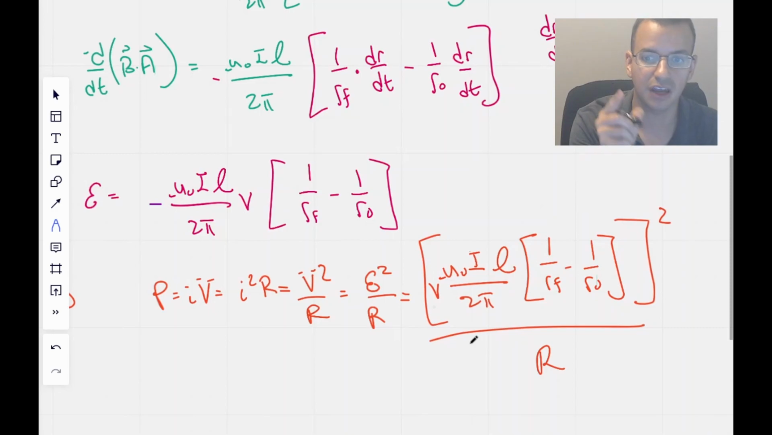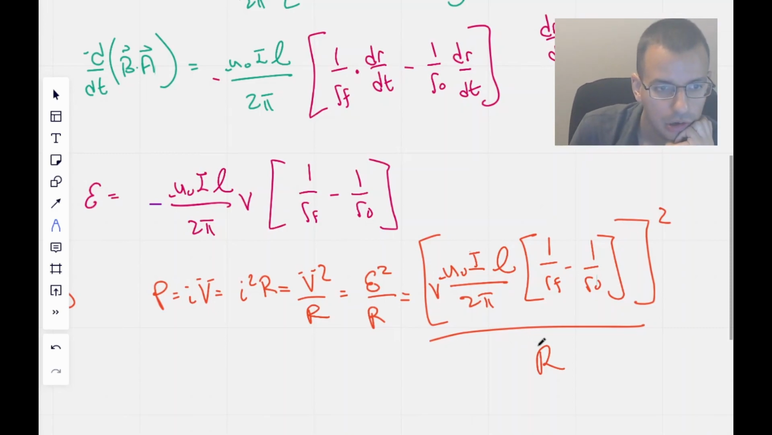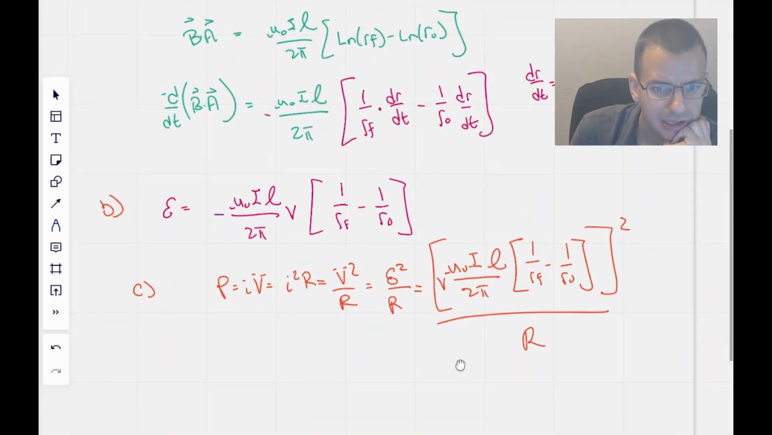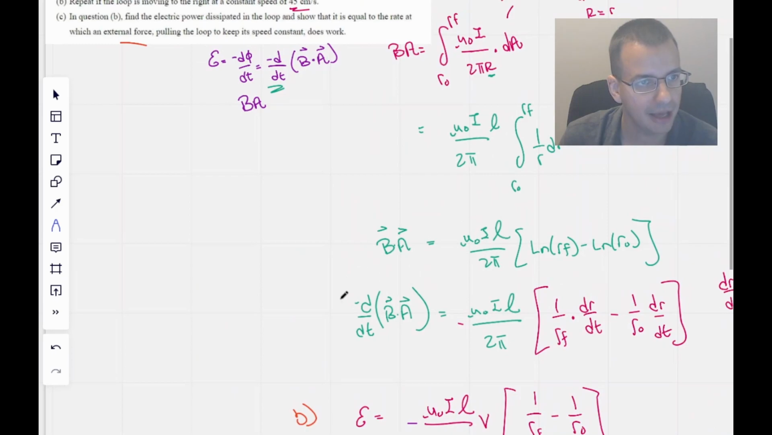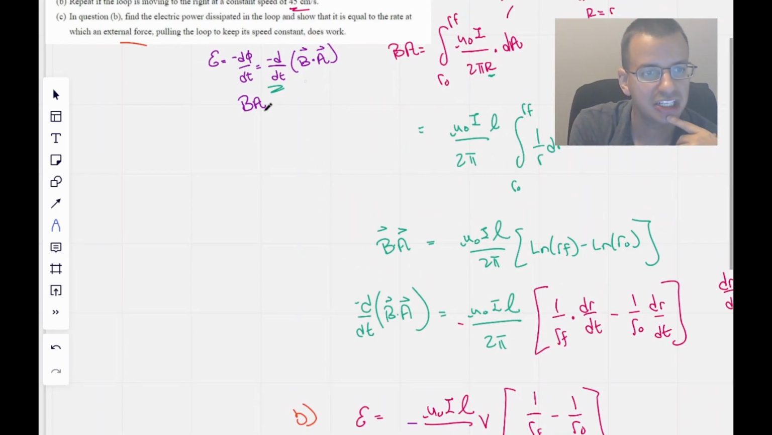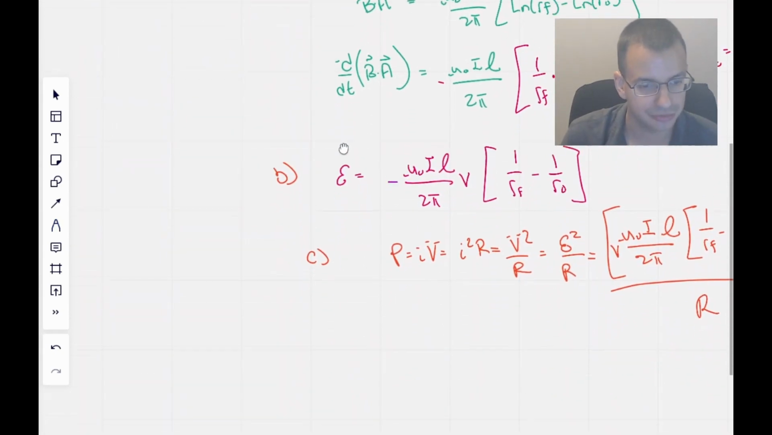V for velocity. So, yes, I'm good with this. So that is the power dissipated by the circuit due to the current flowing. And we found that by finding the EMF, which was the change in magnetic flux times area. So now they want us to do it a different way using force.